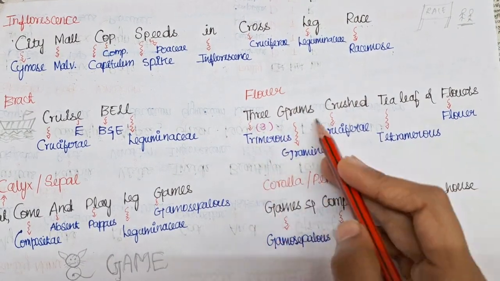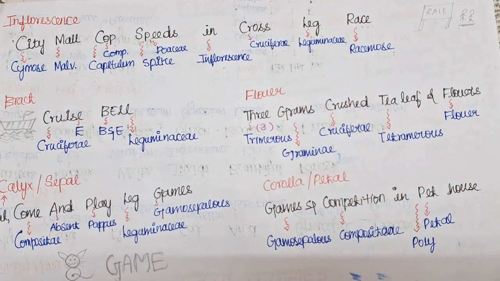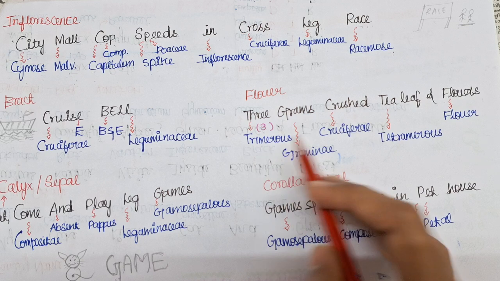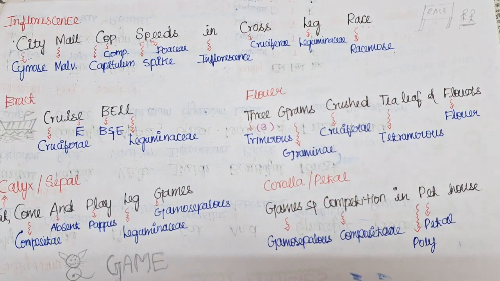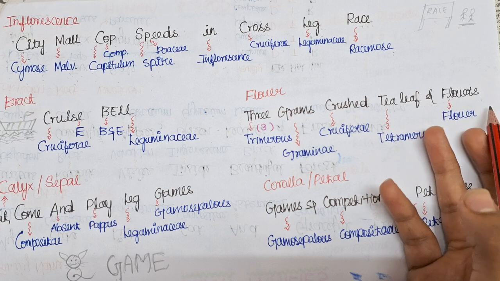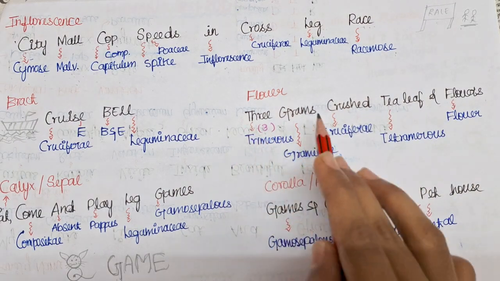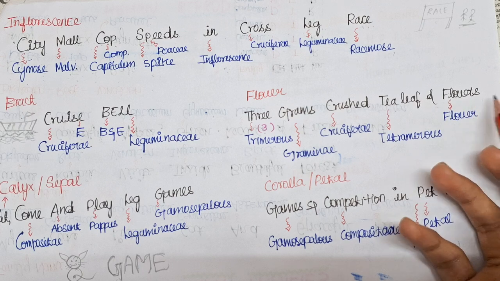Okay, so 3 grams crushed tea leaves and flower. Here, mama is saying to you, go and buy something in the shop. So what do you have to buy? You have to buy 3 grams crushed tea leaves and flowers. So next time when you are going to a shop, remember this sentence: 3 grams of crushed tea leaves and flowers.